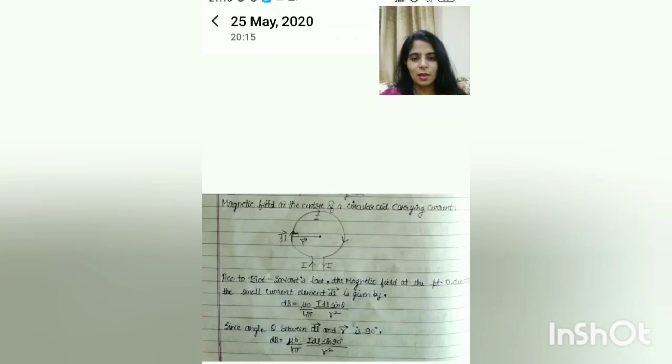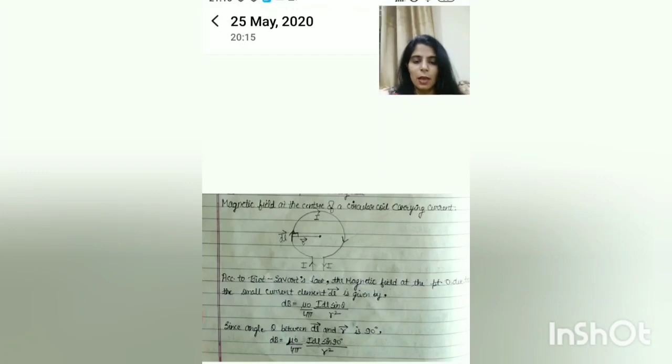Dear students, in this video, we will cover the next topic from Unit 3, Electromagnetism. The topic is magnetic field at the center of a circular coil carrying current. In this topic, try to understand the diagram first.